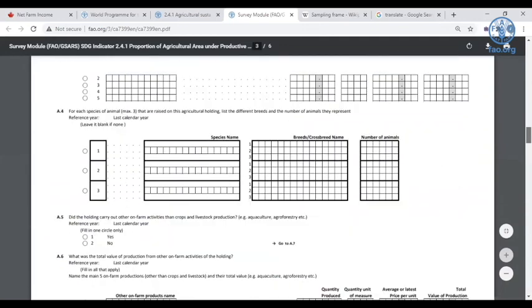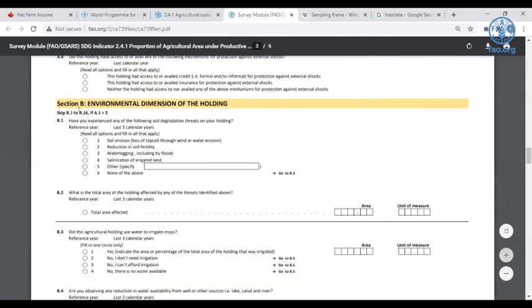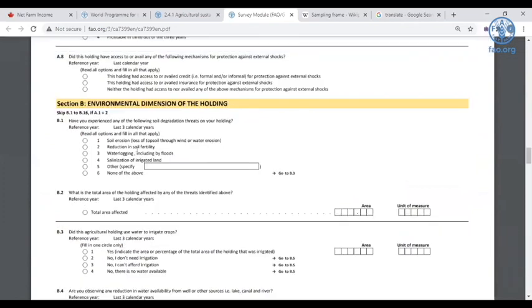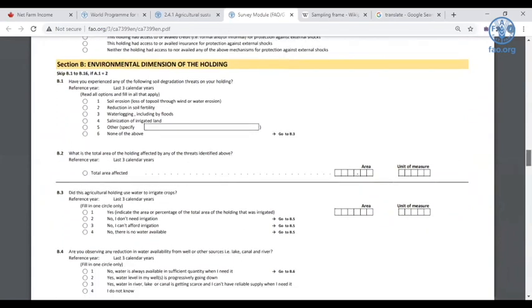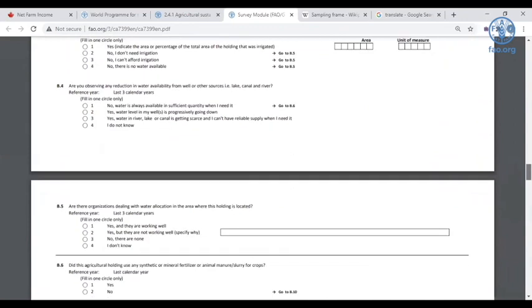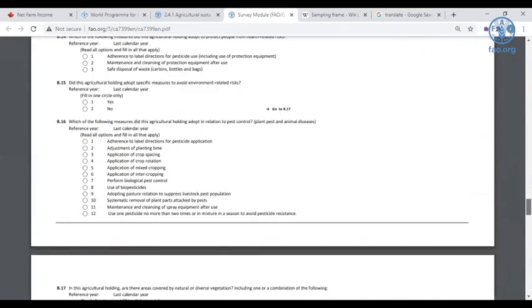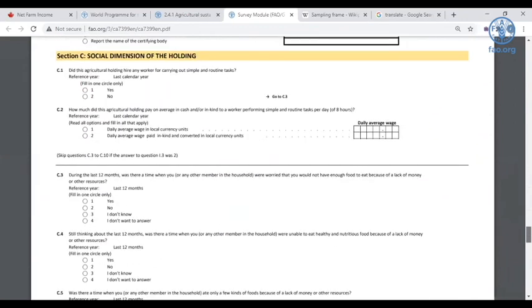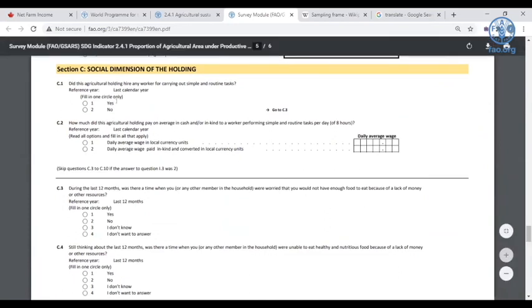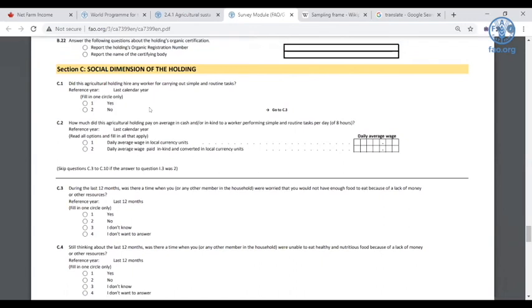Then you have a section on the environmental dimension of the holding. So it has all the questions that will help you collect information on the five sub-indicators for the environmental dimension. And then finally, you have the section on the social dimension of the holding, and it has all the questions that will help you collect information on the three indicators in the social dimension.